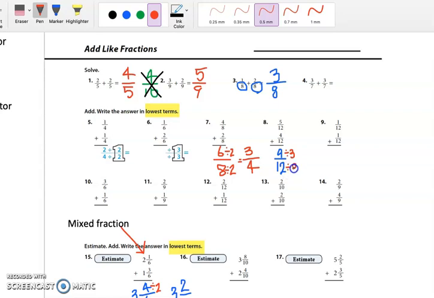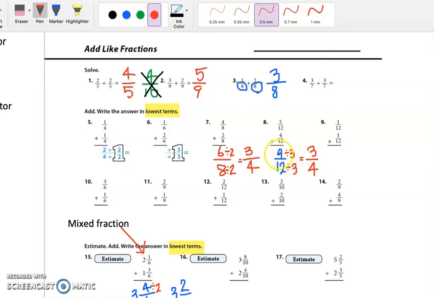When we're putting it in a lowest term, we need to make sure that we're dividing by the same number. We can't divide the top number by 3 and the bottom number by 6 because they're not equal. And then we're going to find out the answer, which is 3 over 4.